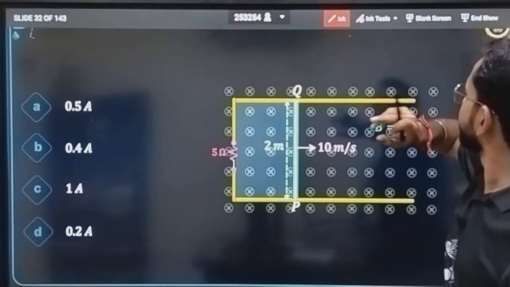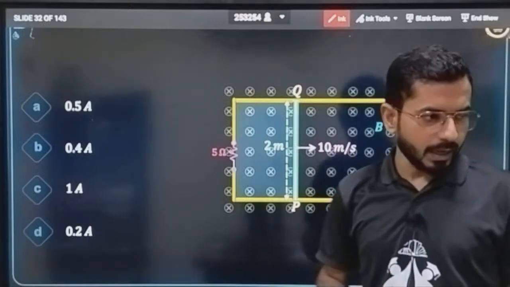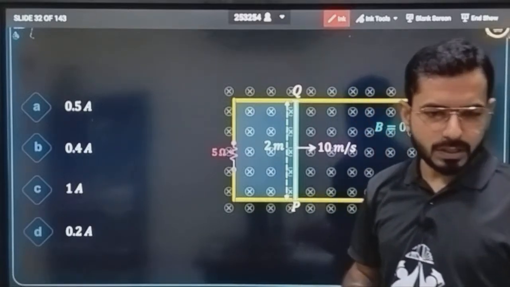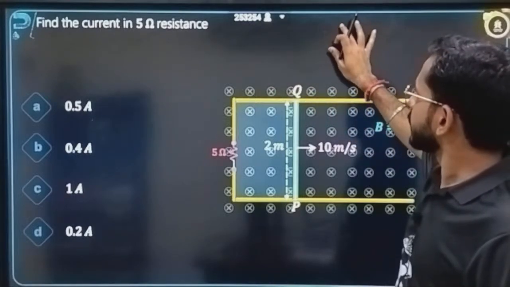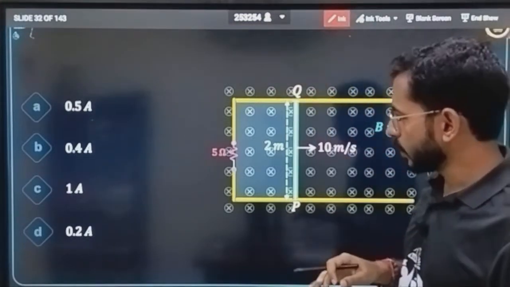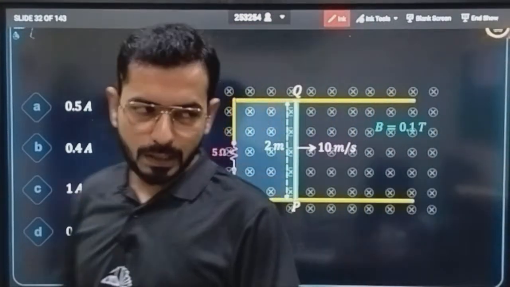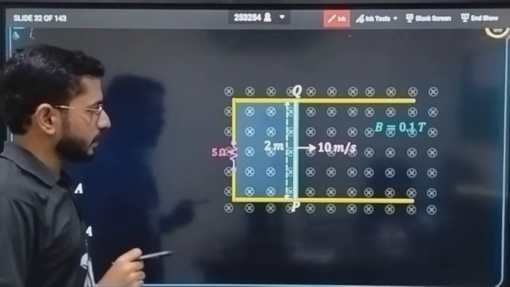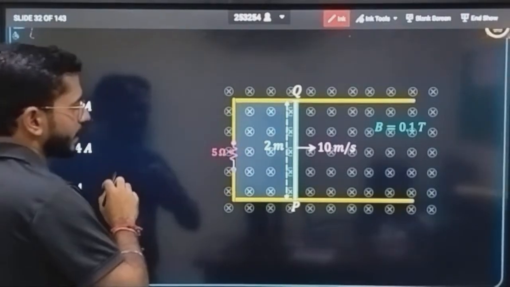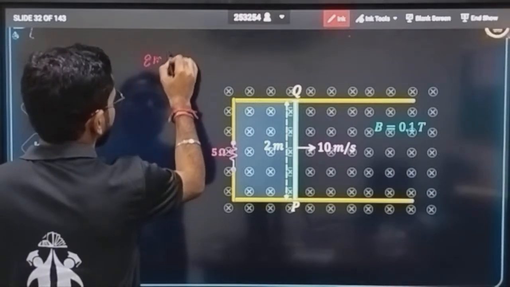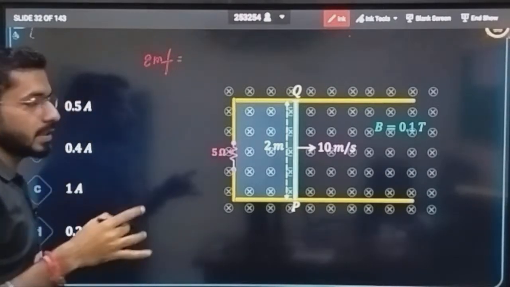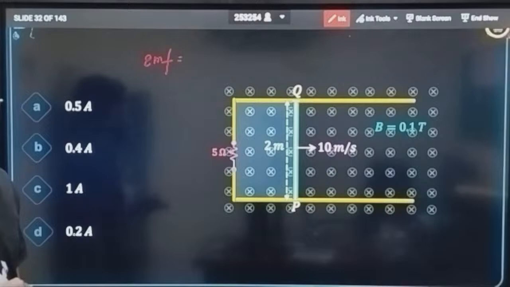Solve it. Check whether you are able to find the answer by yourself or not. The question is to find the current in the 5 ohm resistance. How much current is flowing in the circuit? I've already told you how to find it, it is not a very typical question. Simply see, all the things are given, you just have to calculate firstly the EMF, because to calculate the current you have to firstly calculate the EMF, and only then can you reach the current.